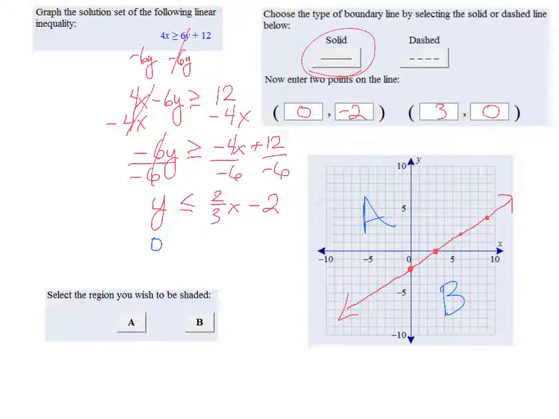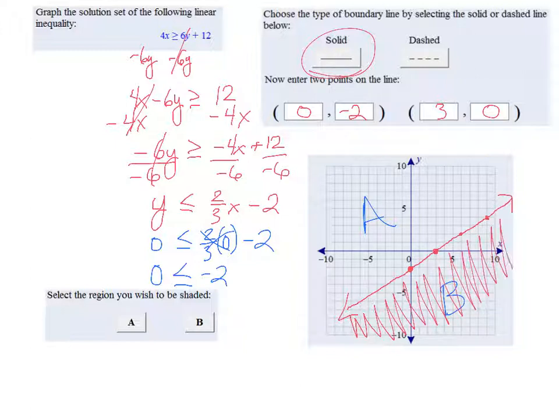If I put in a 0 for the y and a 0 for the x, I end up with 0 less than or equal to. This just becomes 0 minus 2. And this looks very similar to the last one, coincidence there. 0 is not less than or equal to negative 2, so 0, 0 does not work. I don't want to have 0, 0 shaded, which means I want to be shading on this side of the line. All of these points over here would work, and the points inside on side A would not work, so I'm going to select B.